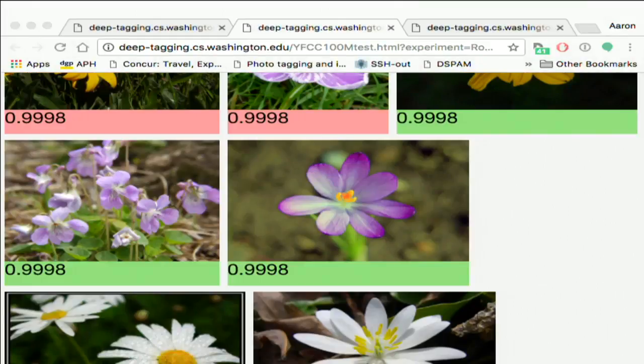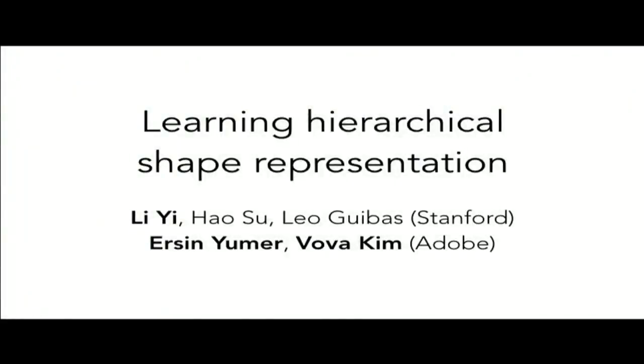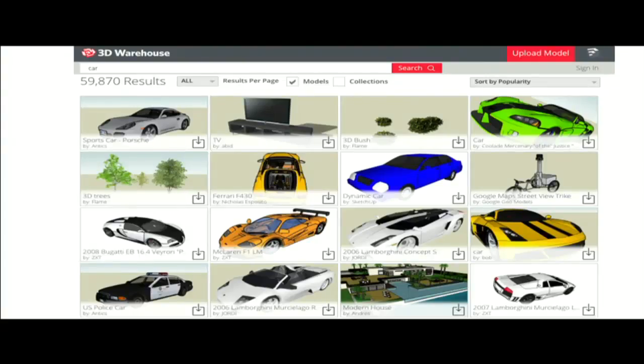All right, so back to 3D geometry. How could we apply that there? This is some new work we've done with Eric. This was an internship at Adobe last summer, together with myself, Ursa Neumer and Vova Kim. We've submitted this to SIGGRAPH, so it's not published yet, hoping for the best. Our idea was to do the same thing with 3D models. Given these large online 3D model repositories, can we learn the structure of 3D objects?